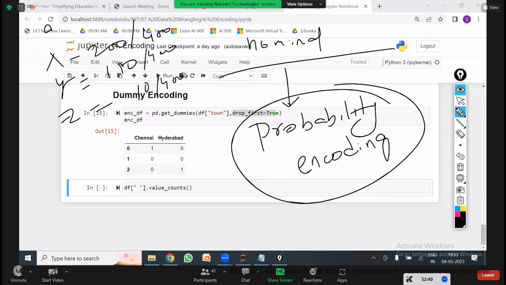Now you will get the probability. This is 0.5. This is 0.45. And this will be 0.05. Something will be like this, as an example I'm writing.